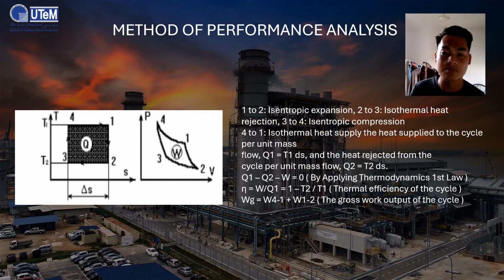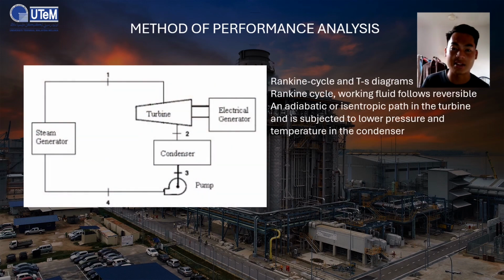The heat supplied to the cycle per unit mass flow is Q1 equal to T1 ds, and the heat rejected from the cycle per unit mass flow is Q2 equal to T2 ds. So there are three equations here. And then figure 3 is the Rankine cycle T-S diagram.